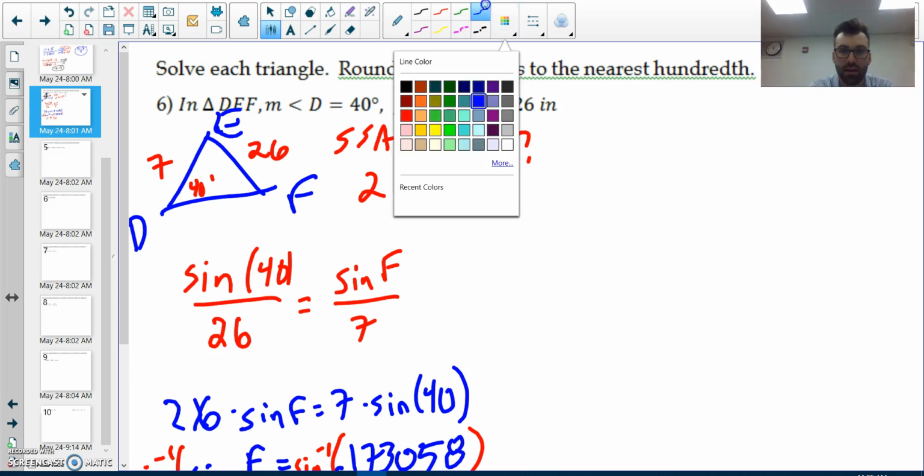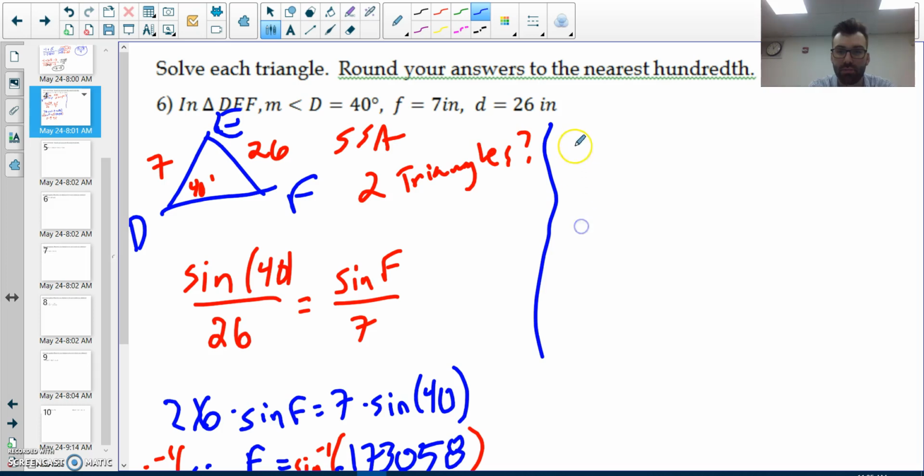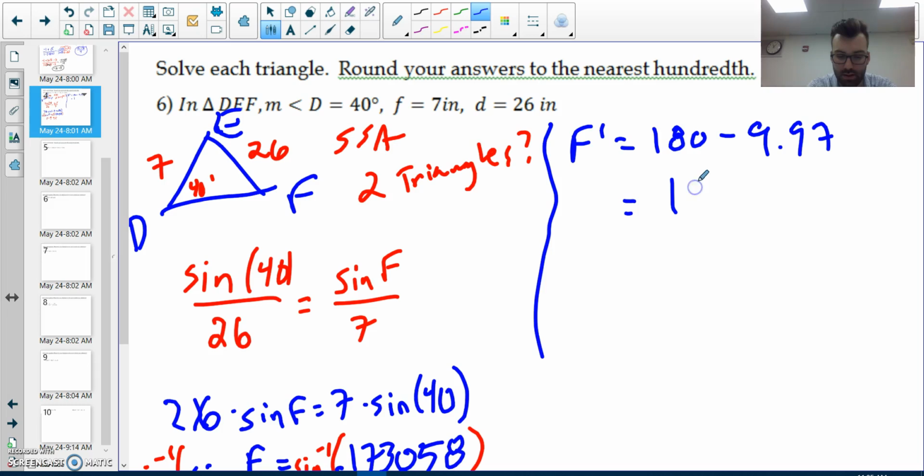Now, are there two triangles? Well, I have to test that. How do I test it? To get F prime, I do 180 minus 9.97 to get 170.03. If this made sense within the context of the problem, then I would continue. However, if I have 170 degrees and the other angle is 40 degrees, that's more than 180. Therefore, there are not two triangles. So I cannot use this.